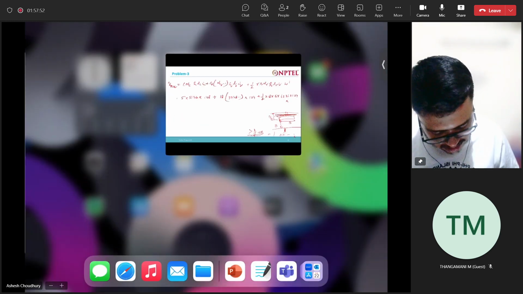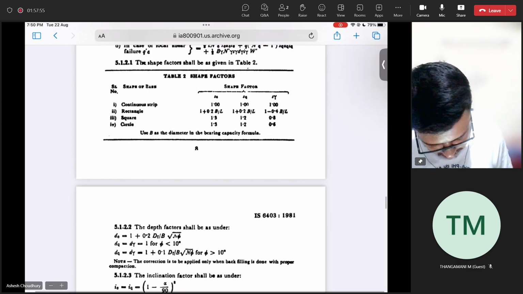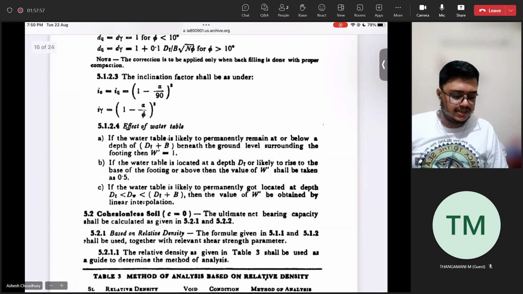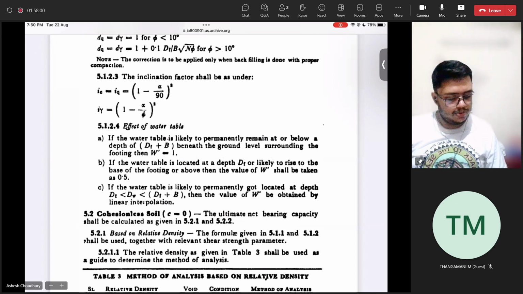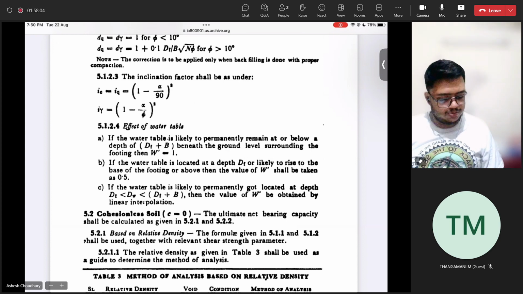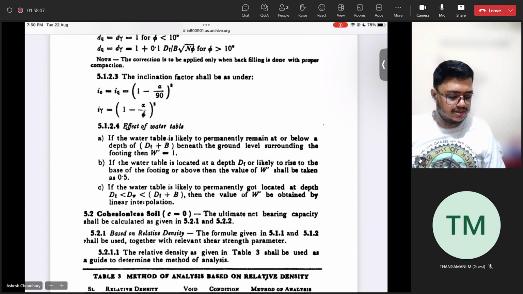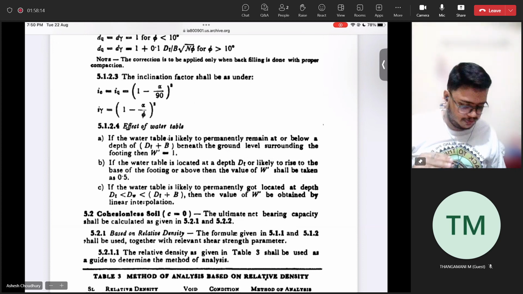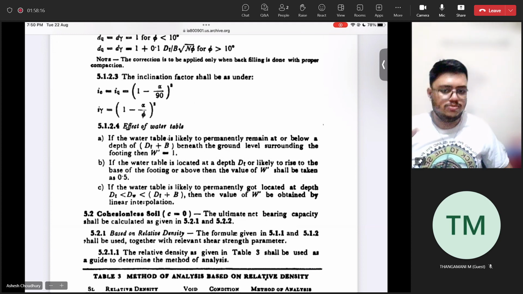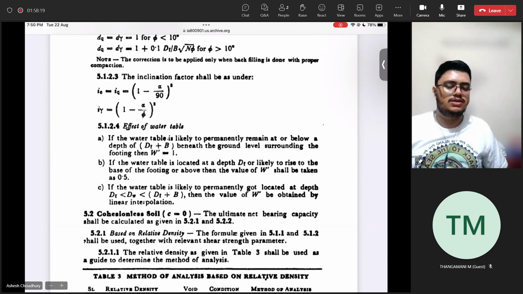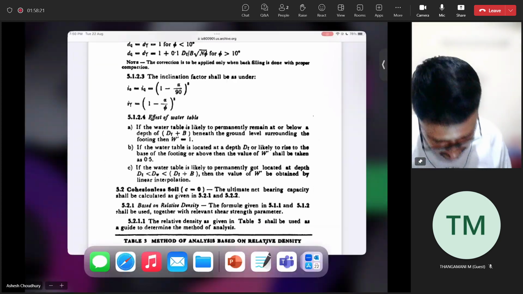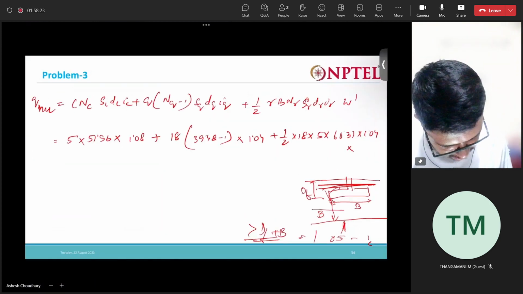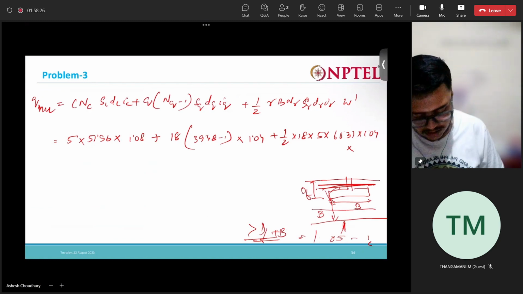So it is given in the IS code. If the water table is likely to permanently remain lowered below a depth of Df plus B beneath the ground level, then W dash is 1. If the water table is located at the Df or likely to rise to the base of the footing, then it's 0.5. And if it's between Df and Df plus B at any distance dw, then it will be interpolated between 0.5 and 1. That means if it is at, say, here, then you can interpolate it.